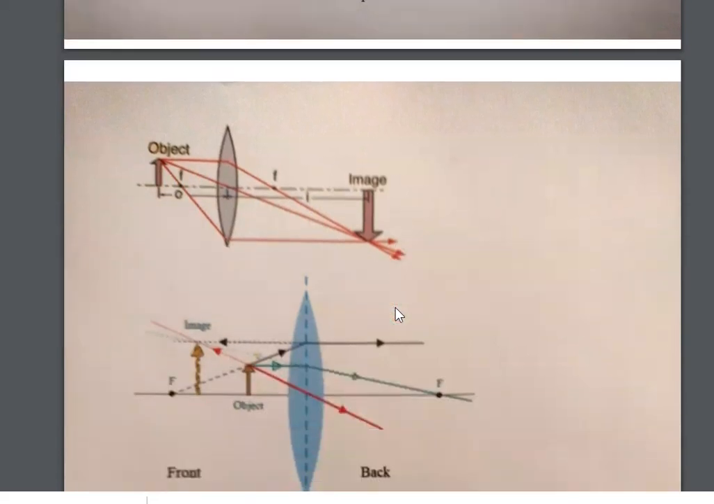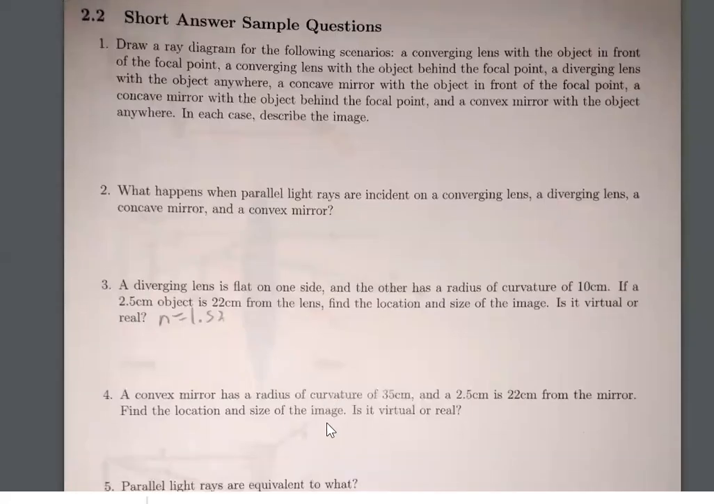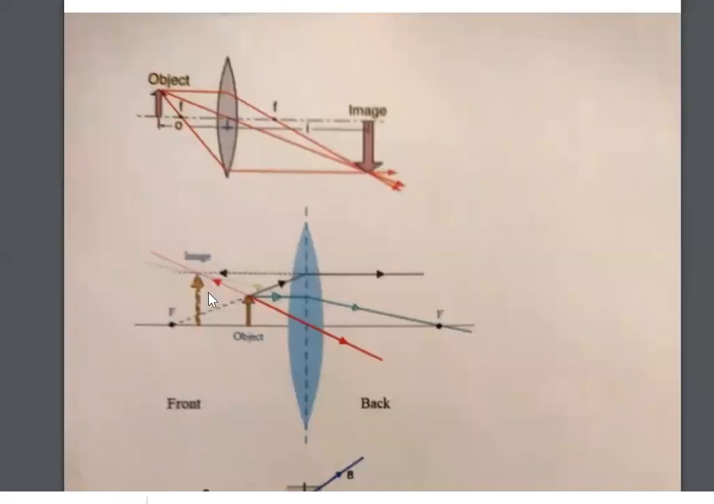Okay, we can also have the object be in front of the focal point for a converging lens, which is exactly what we have here. So here's the focal point. Our object is in front of it. So we'll draw all the same rays that we did before. One is parallel to the optical axis. It's this line that goes through the focal points through the middle of our lens.